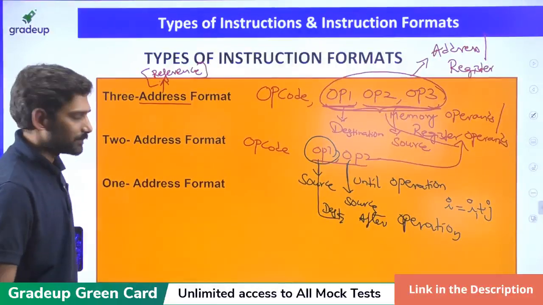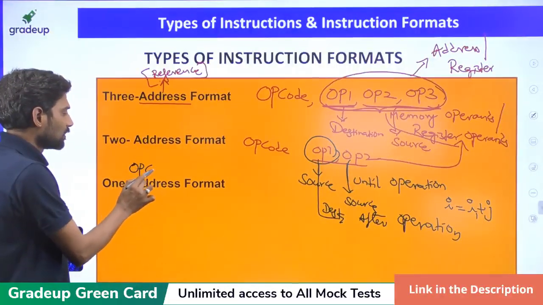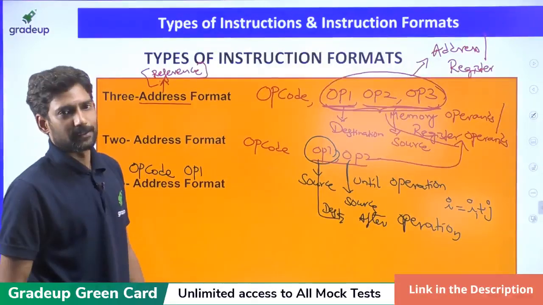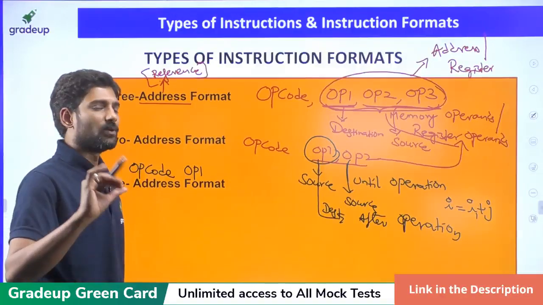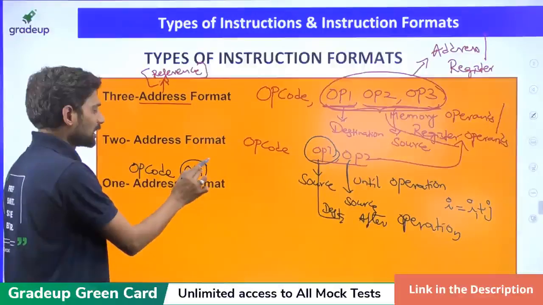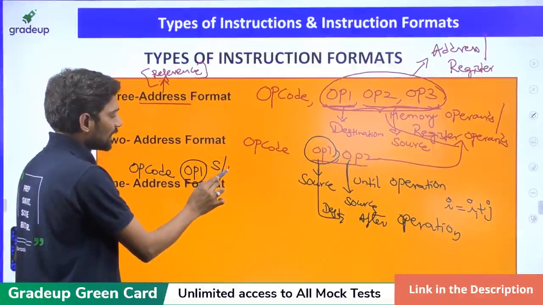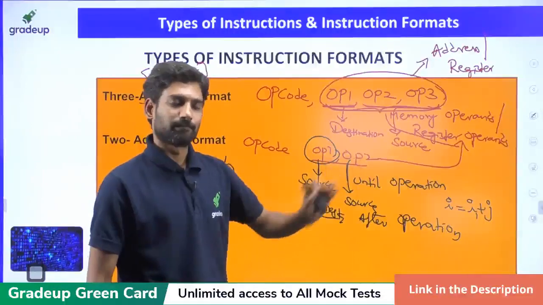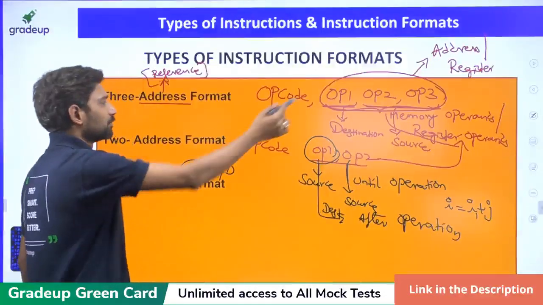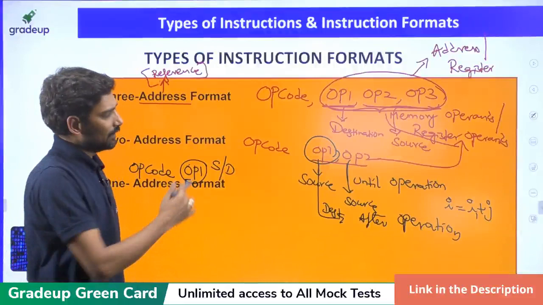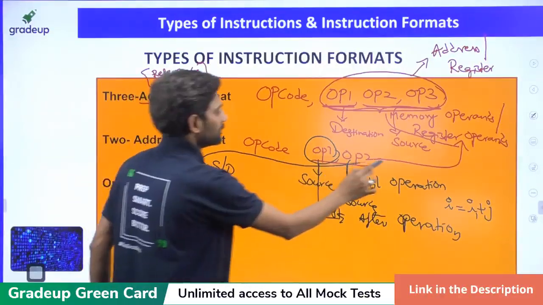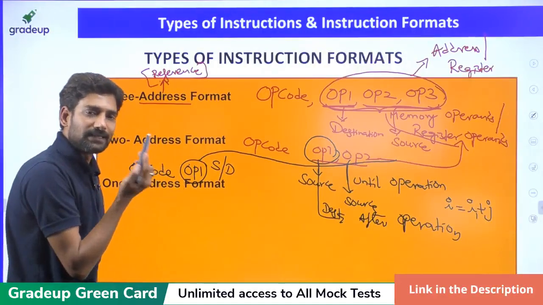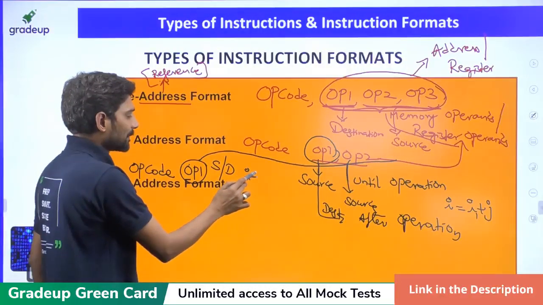Then one address format. What is one address format? Opcode followed by only one operand. Only one operand. So this becomes source as well as destination. Again the same. And this also can be either memory operand or register operand. Sir, one example: I plus plus.